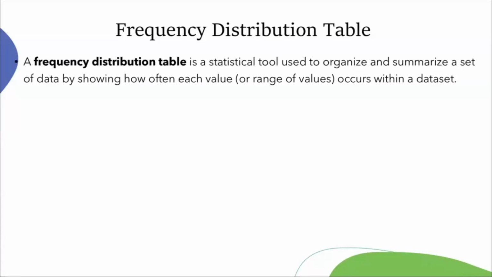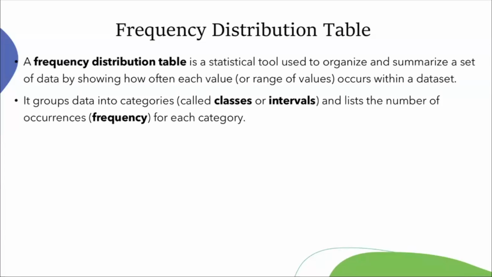A frequency distribution table is a statistical tool used to organize and summarize a set of data by showing how often each value or range of values occurs within a data set. It groups data into categories, and we call the categories classes. Sometimes we'll call them intervals. It lists the number of occurrences for each category, and the number of occurrences we refer to as the frequency.